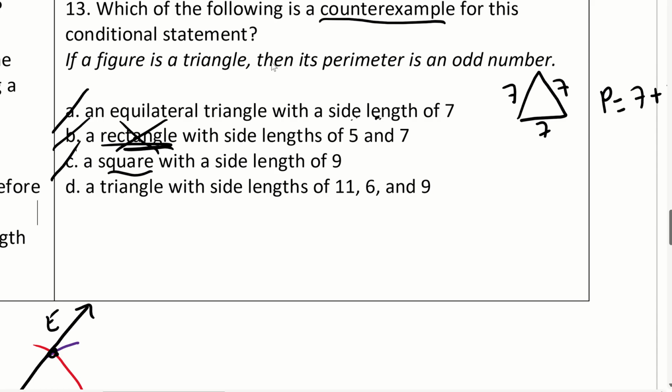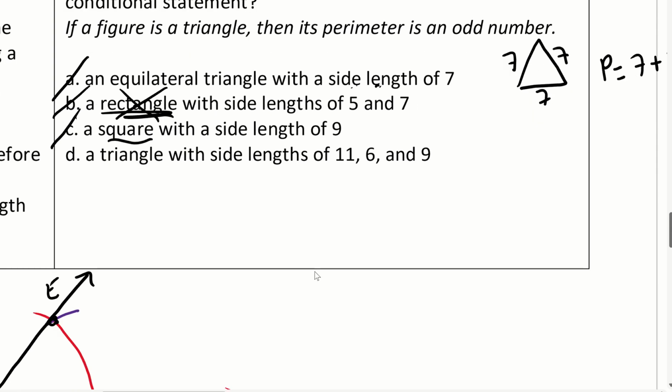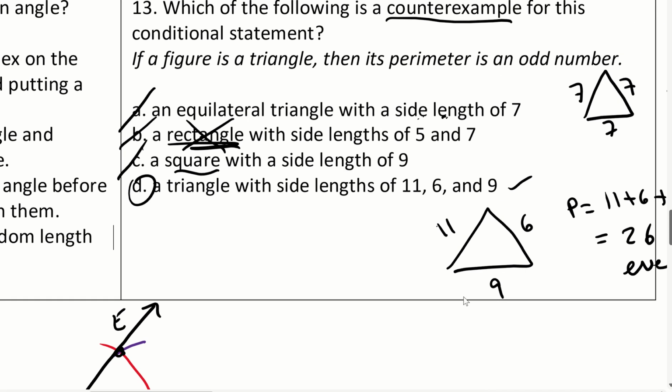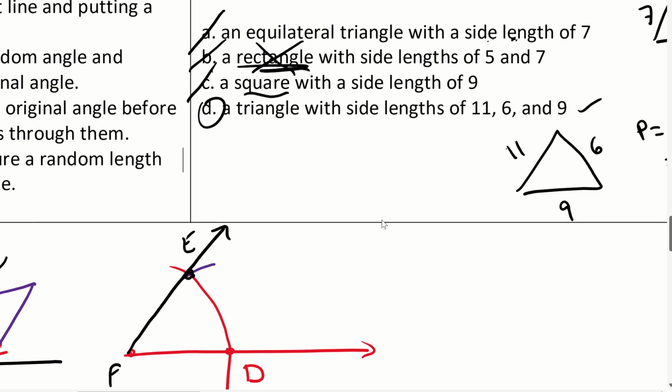If it's a triangle, then we have to prove that the perimeter is not an odd number, okay? This has to be D, but let's see why D is correct. We got 11, 6, and 9. Well, if I do the perimeter, I get 11 plus 6 plus 9 is 26. That's even. So that goes against that. So therefore, it has to be that, okay? And that would be a counterexample. So a counterexample has to make the first part true, but the conclusion false, okay? That's what makes it a counterexample.